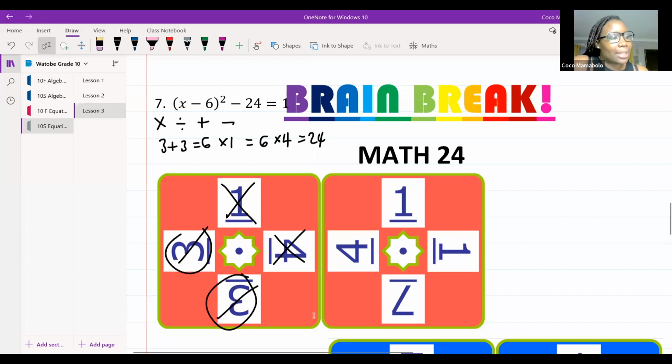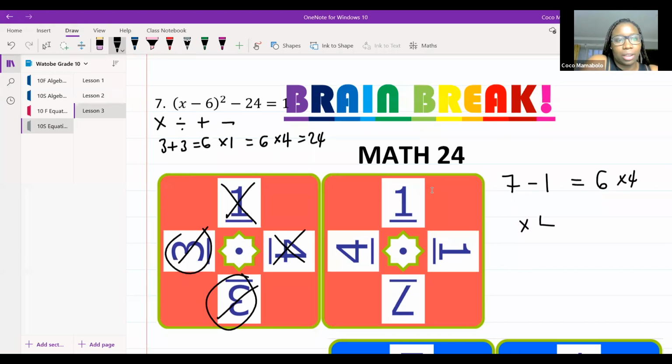Okay, Lwandile says 4 times 3. Where did the 3 come from? Lwandile, wait. Mirula, I'm not 100% sure what that means. You need to explain that. And she says 7 minus 1 is equal to 6, times 4 is equal to 24, times 1 is equal to 24.